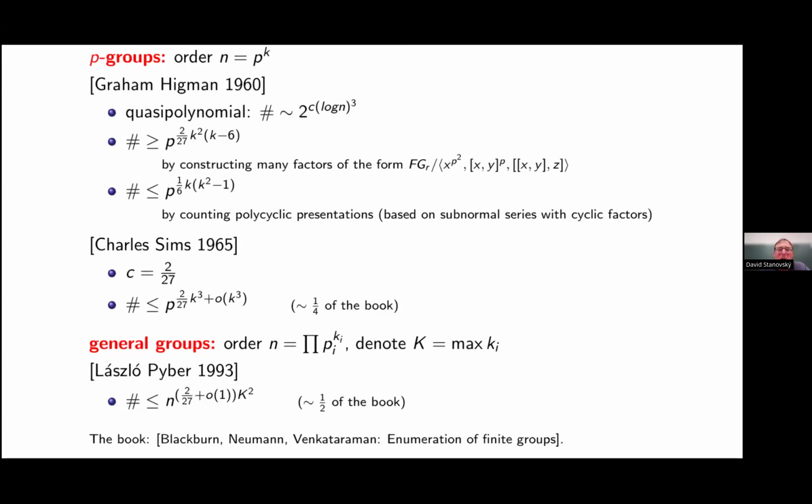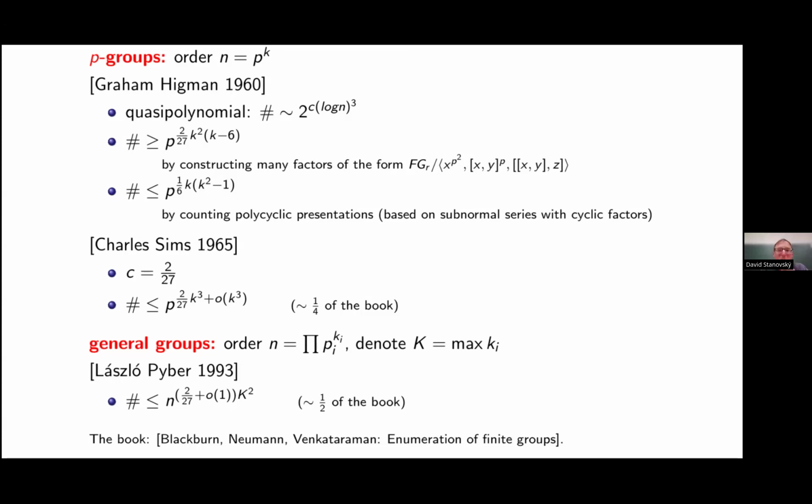Graham Higman was also able to obtain a precise upper bound, and again, it's cubic in the exponent, and the constant that he obtained was 1 over 6. And how did he do that? Every p-group has a subnormal series with cyclic factors. If you have such a series, there is a generic way to create a presentation of the group. It's called a polycyclic presentation.